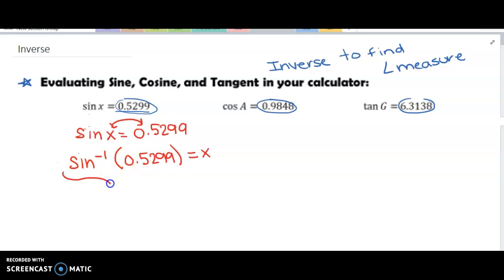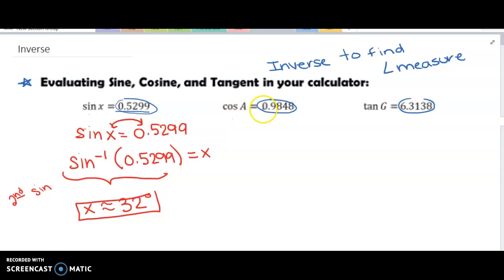Now guys, you can just throw this into your calculator. You hit the second button and then the sine button, and it should come out looking like sine to the -1, and you put in 0.5299, and you should get roughly 32, which means that x is roughly 32 degrees. So remember, you use this to find angle measures.